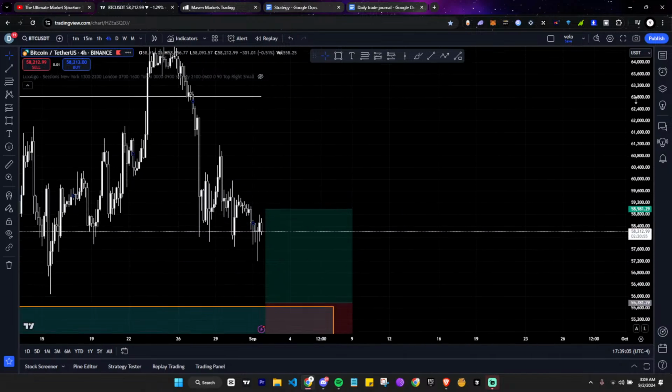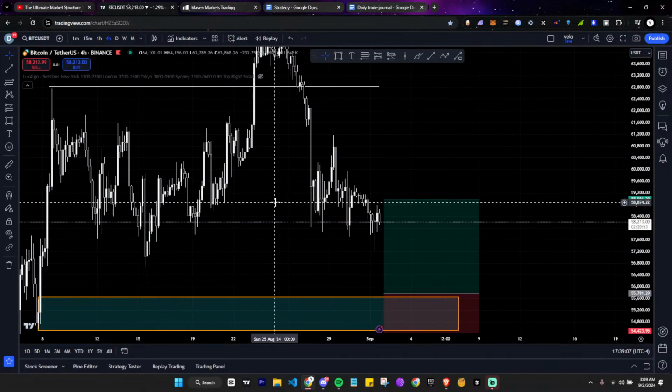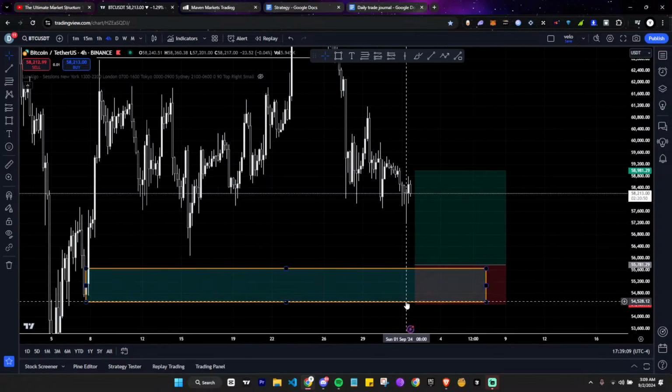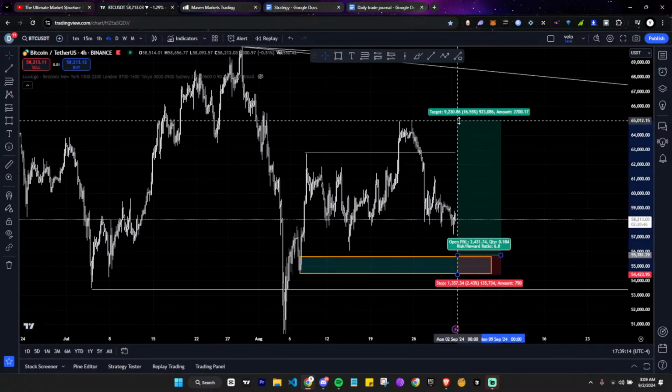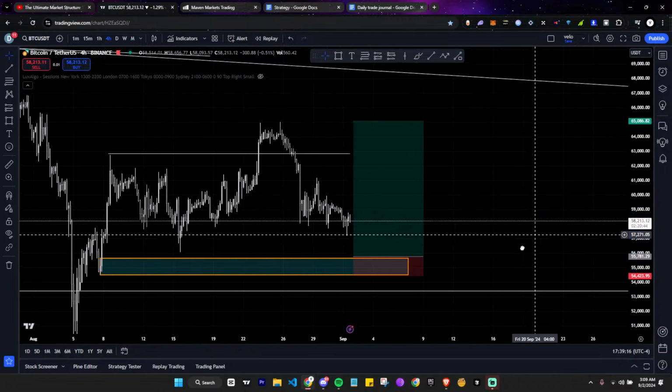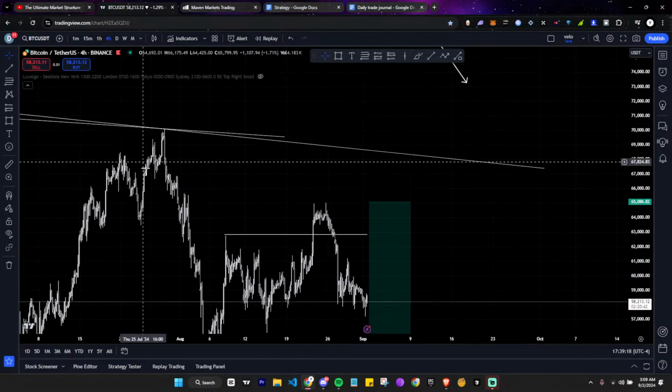So now I'm expecting, as you can see, there's an inverse fair value gap. So I'm expecting price to come here, and then shoot all the way up here, okay? You know why? Because we need to take out this liquidity anyway, right?